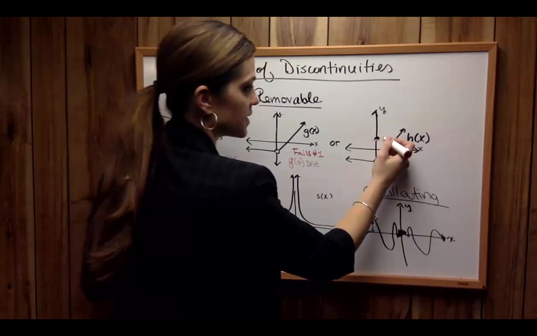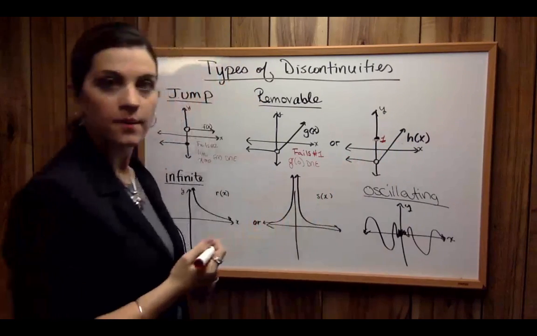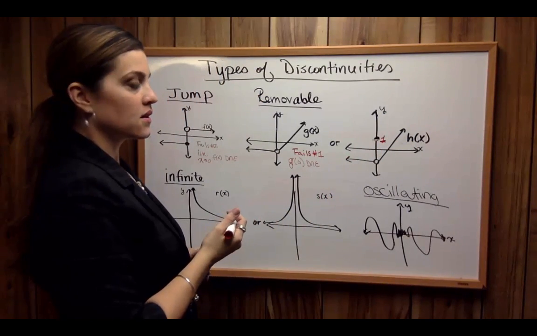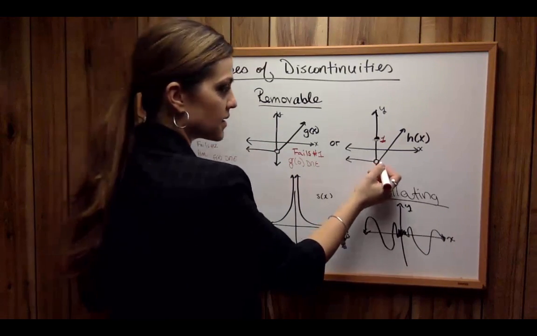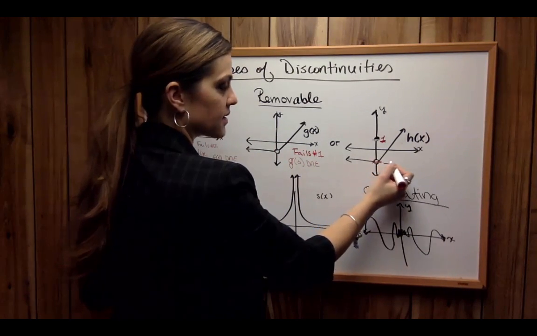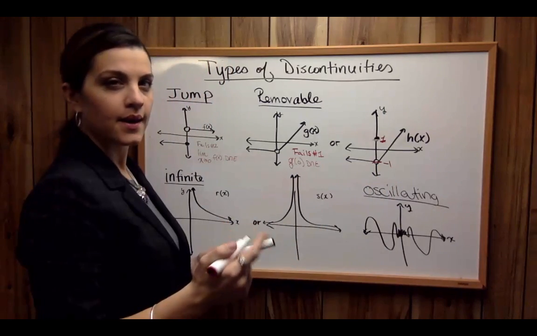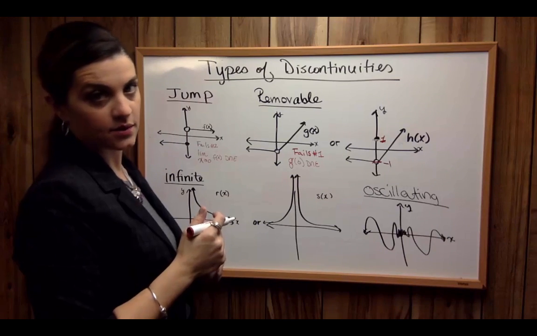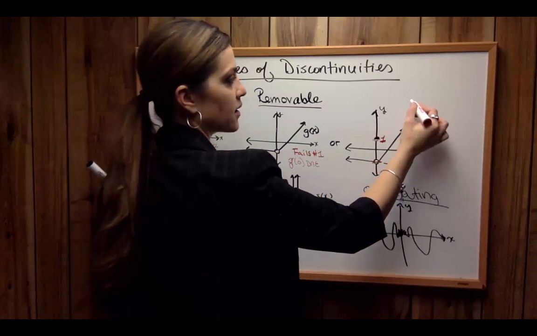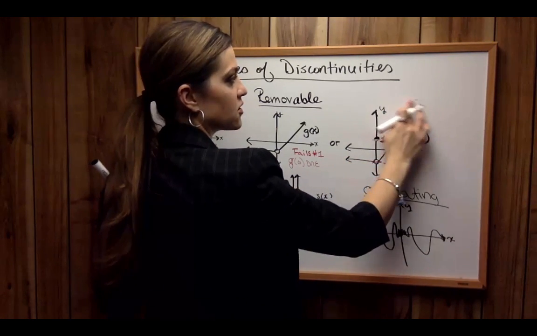I don't know if you can see. There you go, the value is 1. So if that's the case, there is a value, great. There is a limit. Let's say this limit here is -1. There's a value, there's a limit, but what's not true is that the value doesn't equal the limit at x is equal to 0.